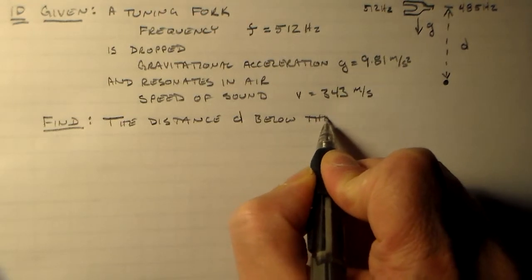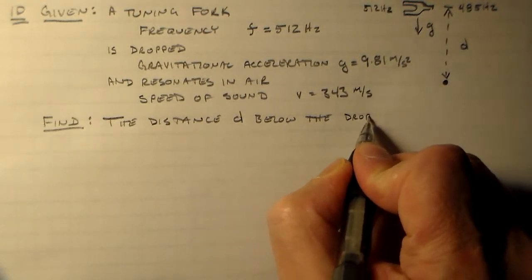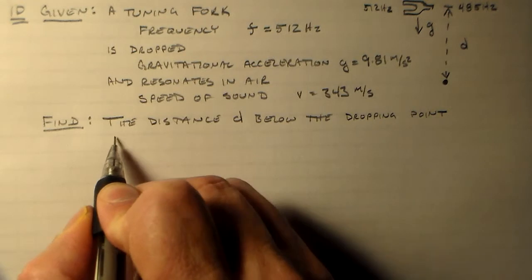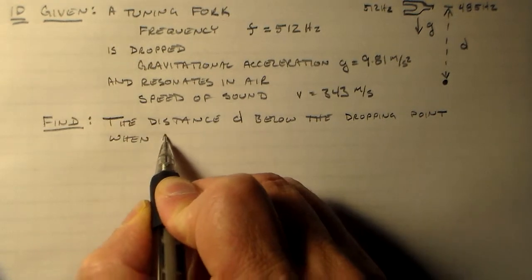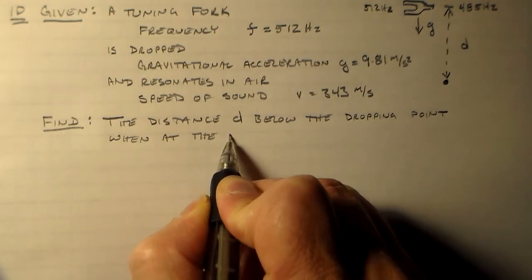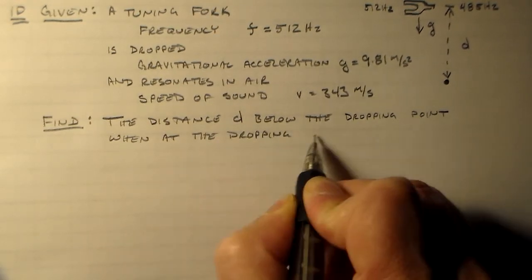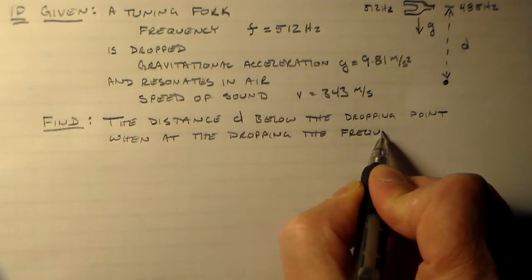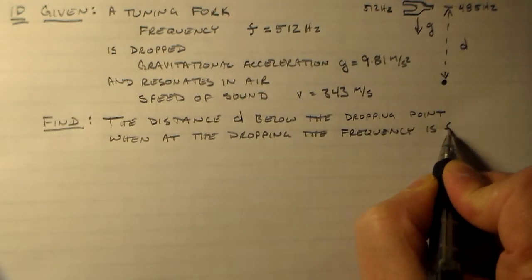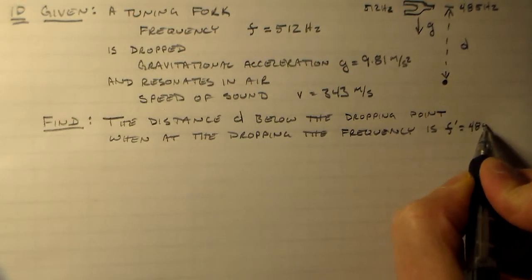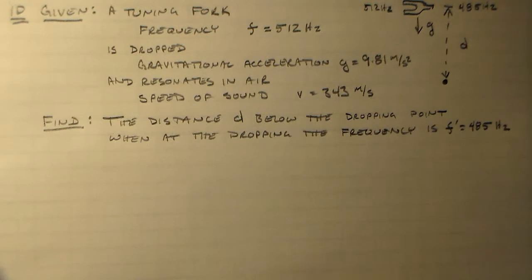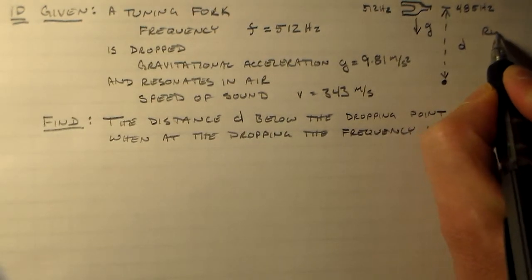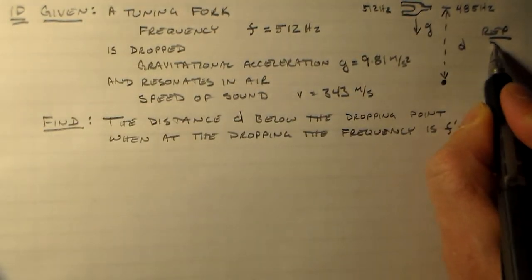below the dropping point that the tuning fork is when at the dropping point the frequency heard is F prime is equal to 485 hertz. Okay. So we've got given, find, we've got a representation here. So that's our ID, that's a representation.